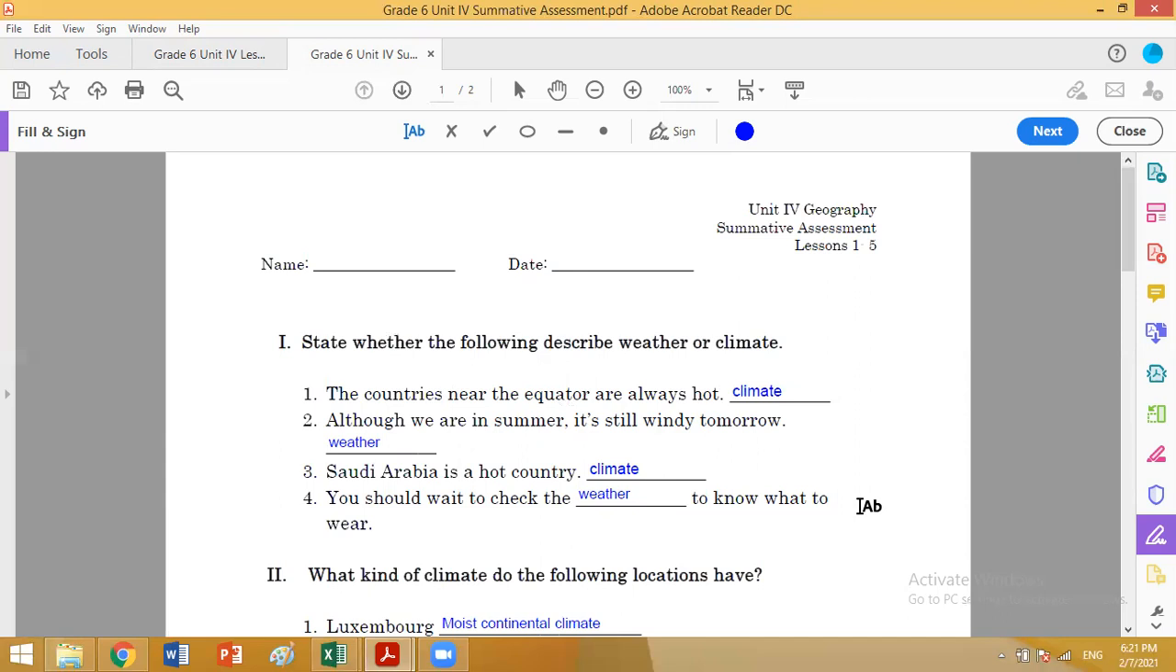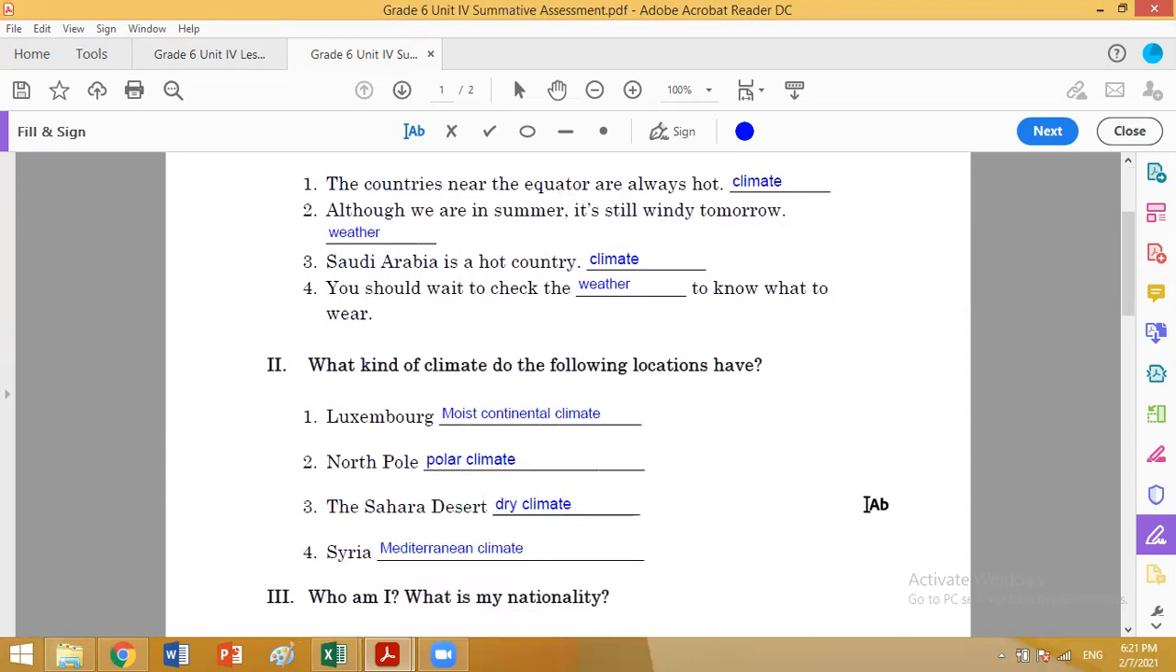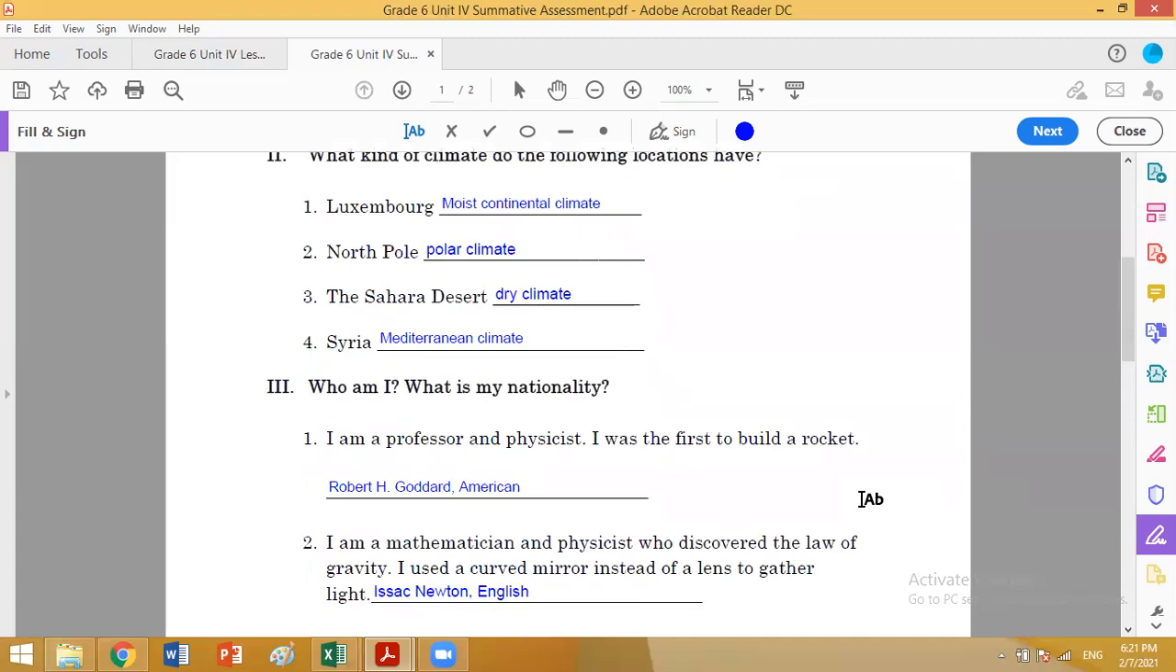Weather. Exercise number 2. What kind of climate do the following locations have? Number 1. Luxembourg. Moist continental climate. Number 2. North Pole. Polar climate. Number 3. The Sahara Desert. Dry climate. Number 4. Syria. Mediterranean climate.